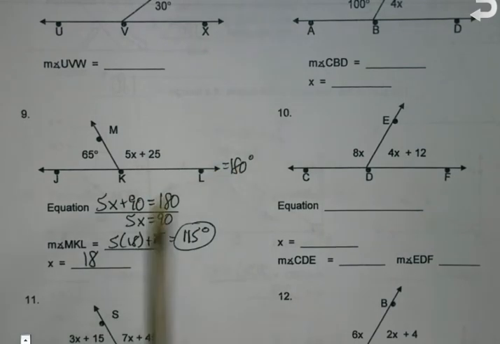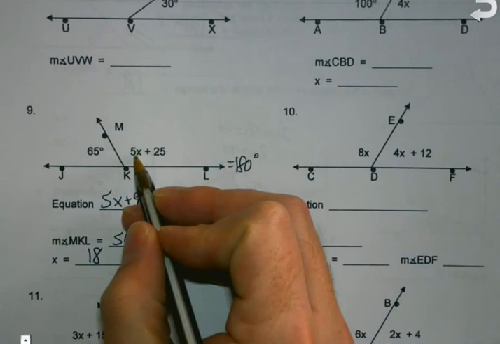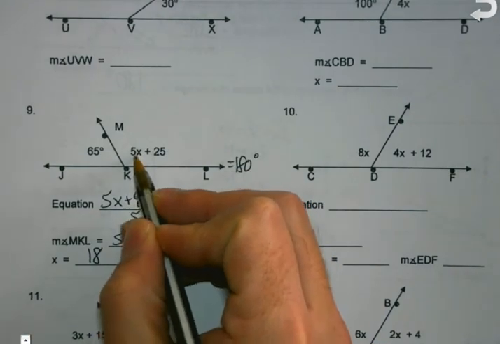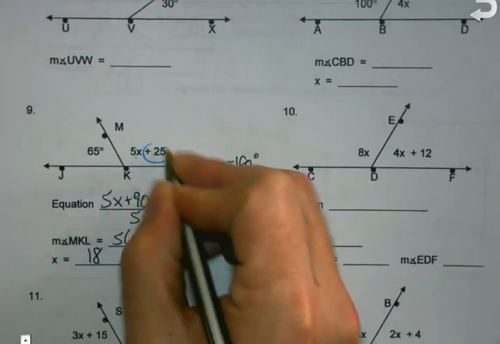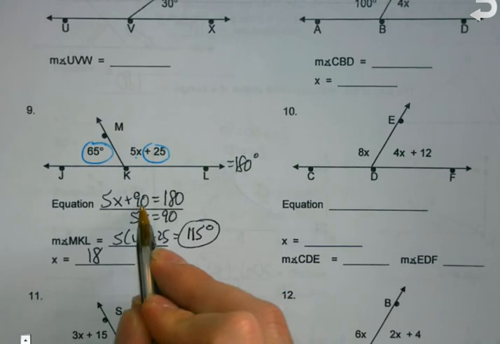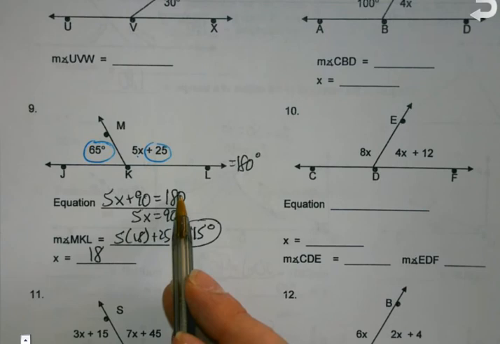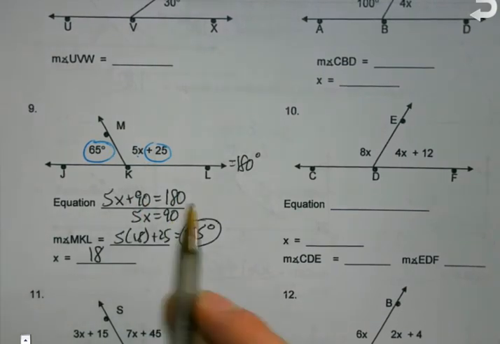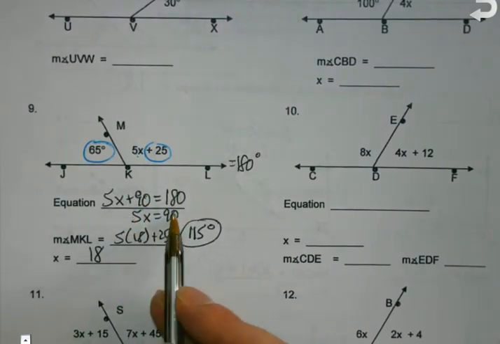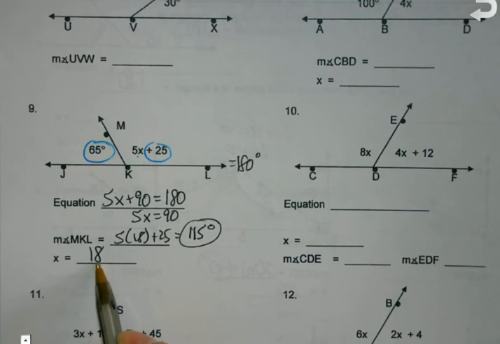And you're like, okay, well, where's this 90 maybe coming from? I'm just combining like terms. I have one term of x's, so 5x. 25 plus 65 is where the 90 is coming from. And then again, I just solved the two-step equation. Minus the 90 over. So 180 minus 90 is 90. And then divide by 5 is where the 18 comes from.